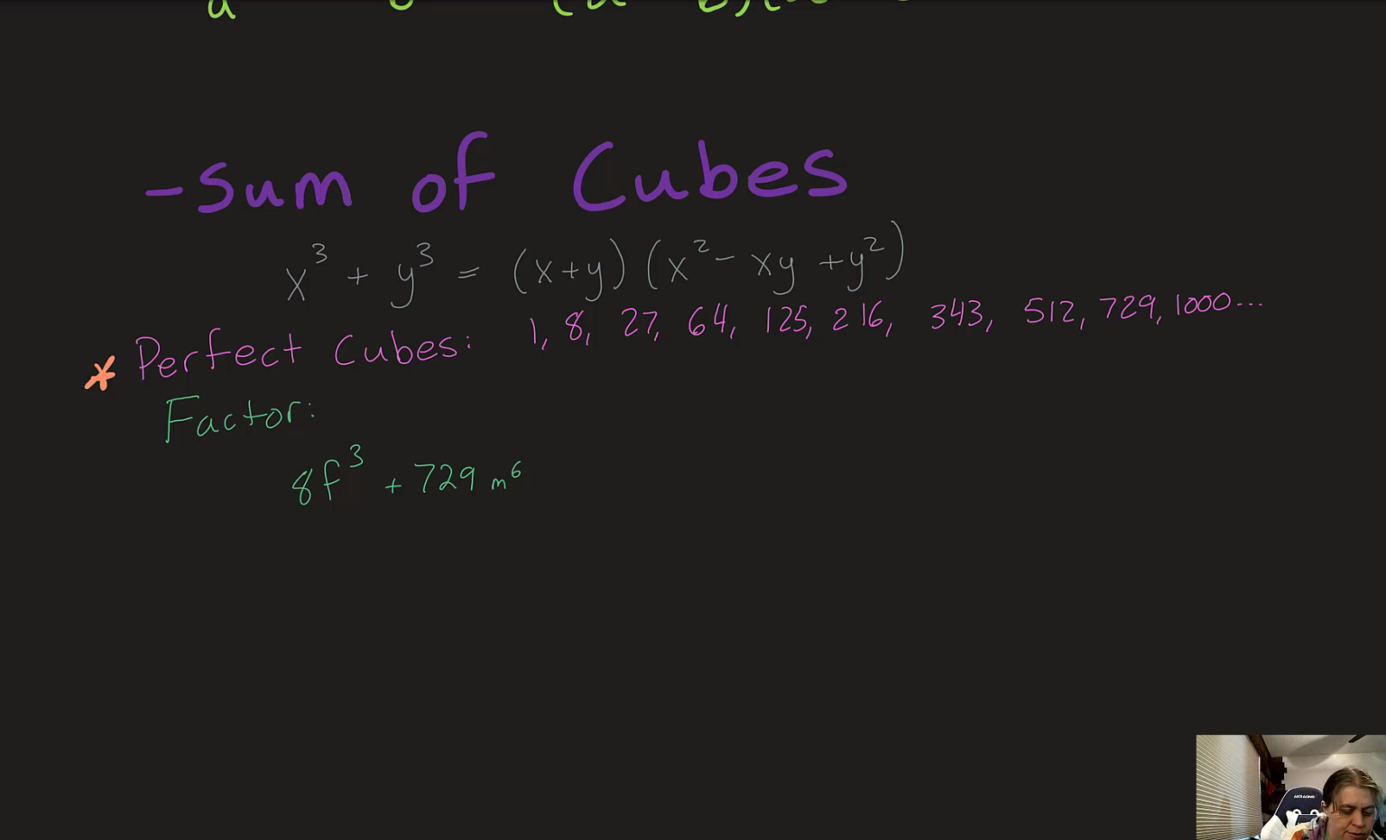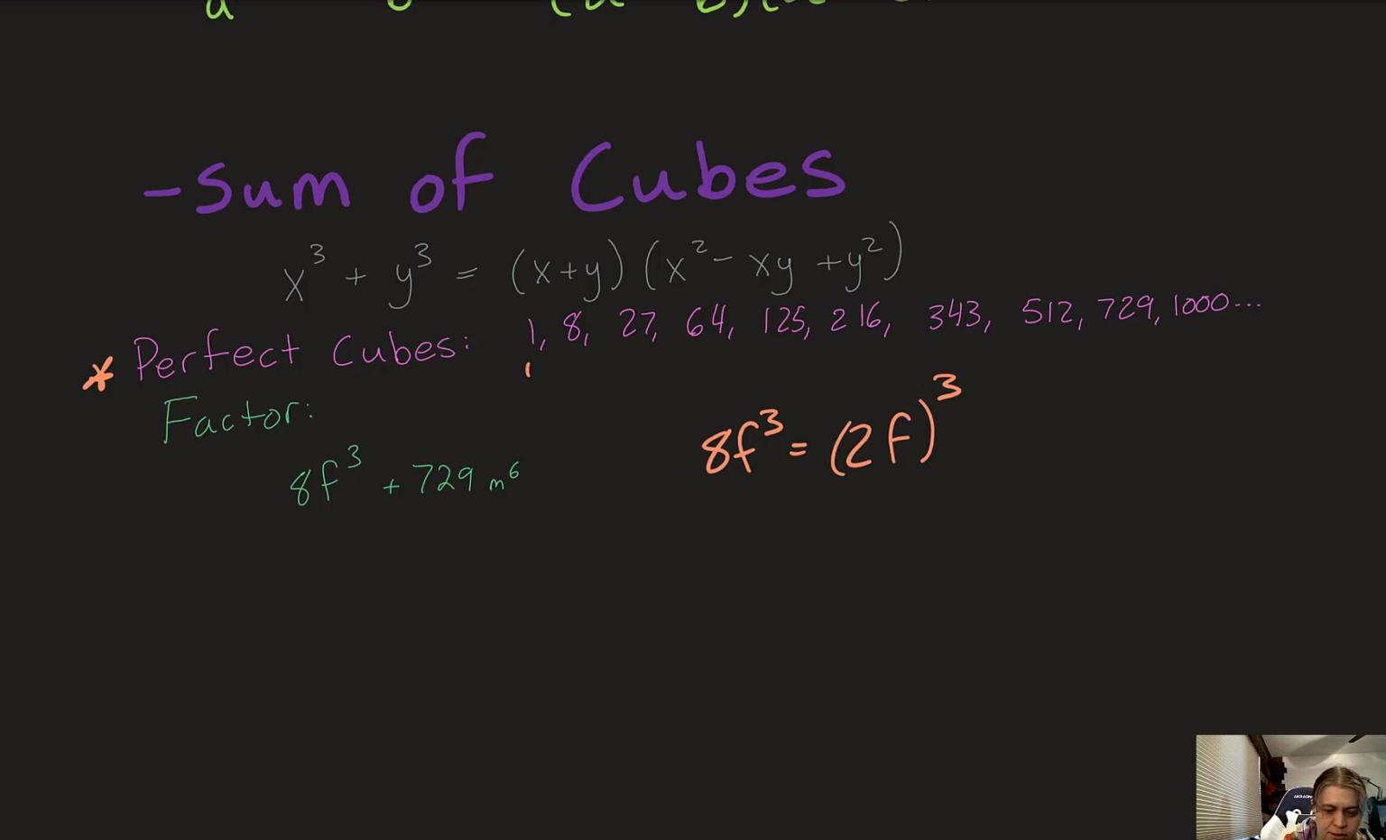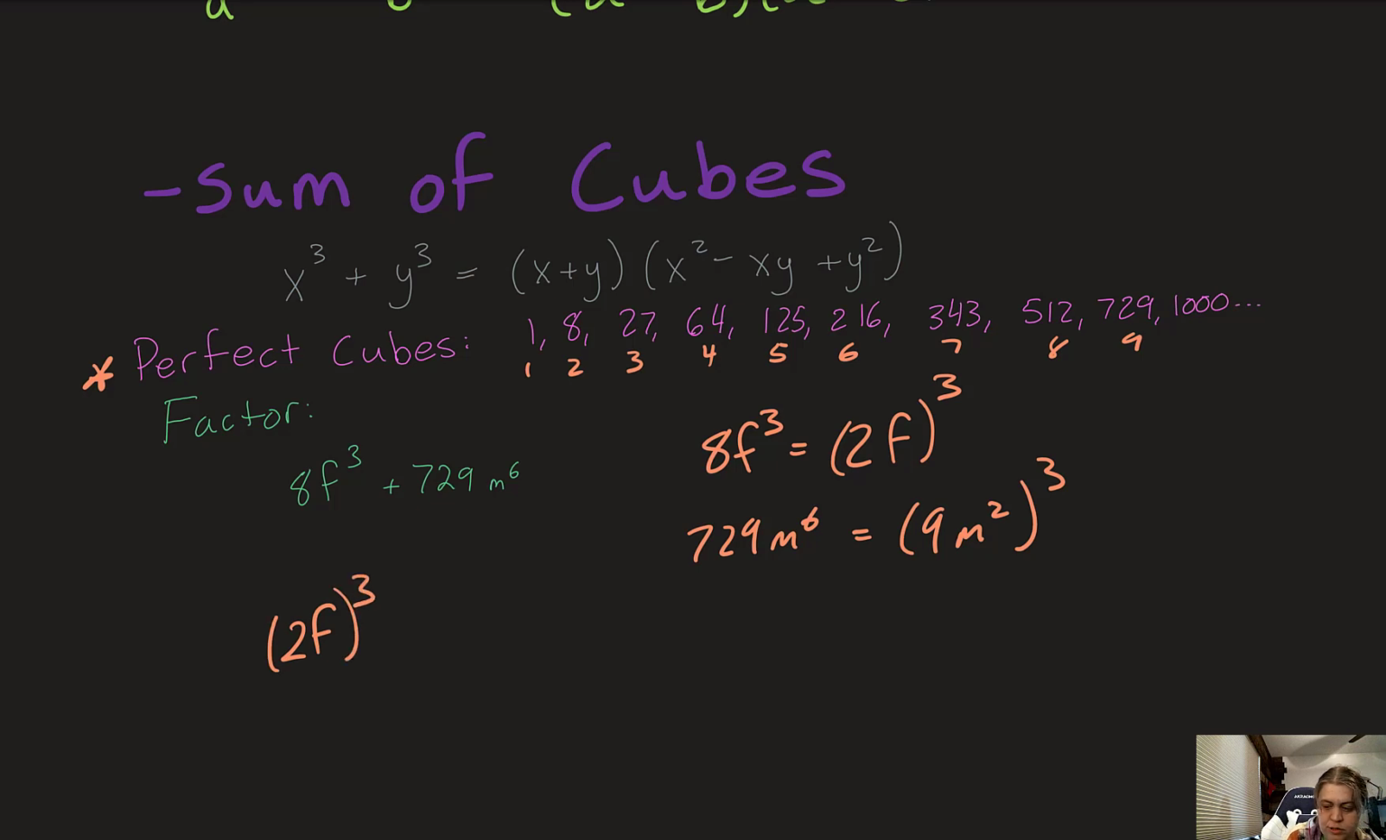So here I have 8f cubed. So 8f cubed, that's really 2f that's being cubed to create the 8f cubed. And then we have 729 m to the 6. So 729, that's down there. Let's see, this is 1, 2, 3, 4, 5, 6, 7, 8, 9. Aha. So the 729 m to the 6 is going to be 9 m squared that's getting cubed. So let's put those in our thing. So we have 2f cubed plus 9m squared cubed.